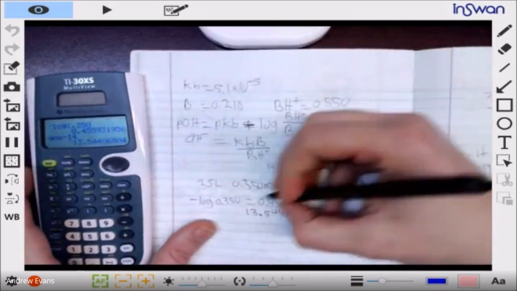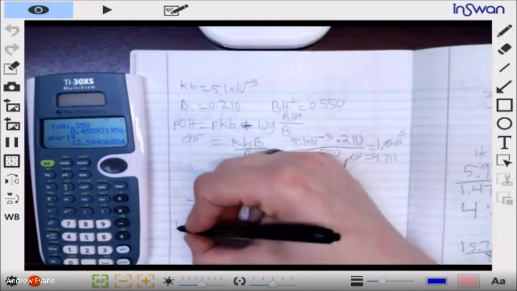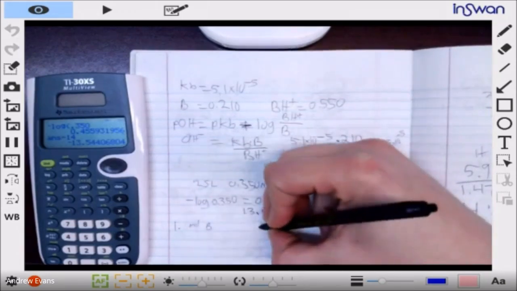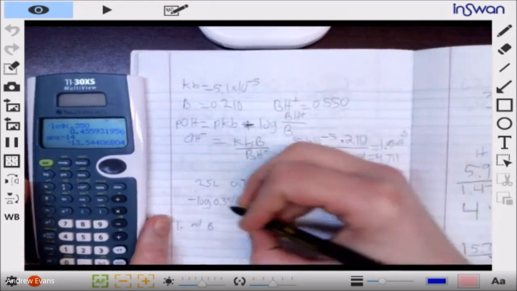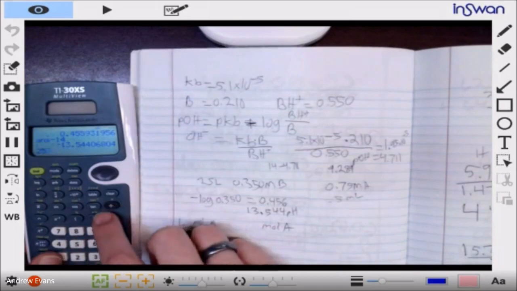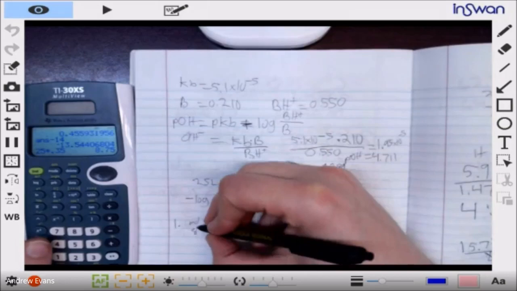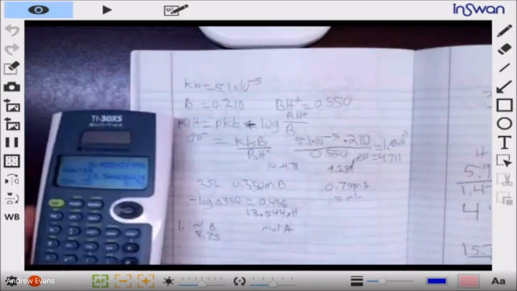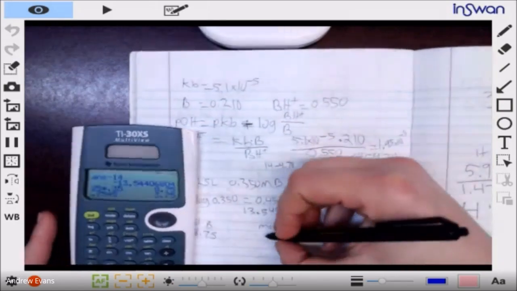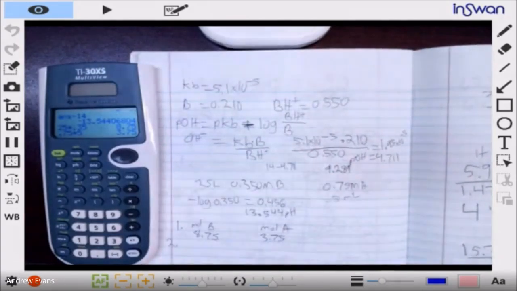Now, the next part. I am going to figure out moles of base and moles of acid. So moles of base is going to be 25 times 0.35, 8.75. Moles acid, 0.75 times 5. That's 3.75.